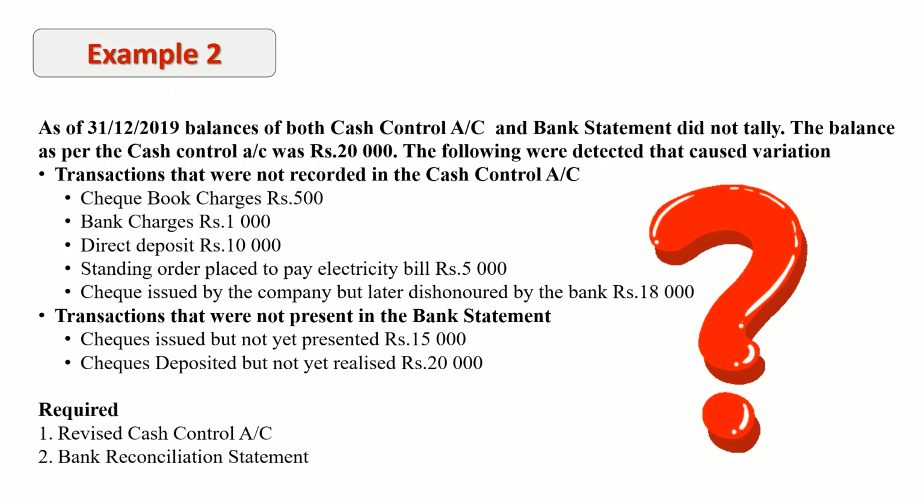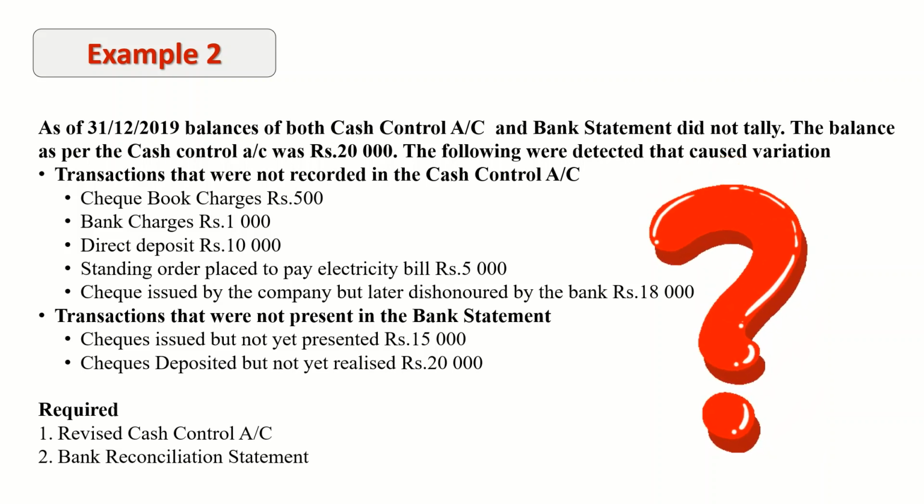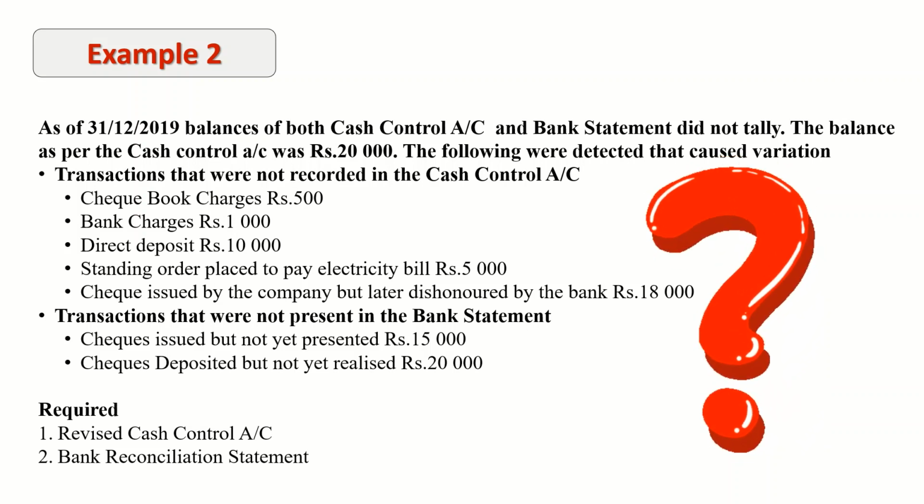Transactions that were not recorded in the cash control account: checkbook charges of rupees 500, bank charges rupees 1,000, direct deposit rupees 10,000, standing order placed to pay electricity bill rupees 5,000, check issued by the company but later dishonored by the bank rupees 18,000. Transactions that were not present in the bank statement: check issued but not yet presented rupees 15,000, checks deposited but not yet realized rupees 20,000.